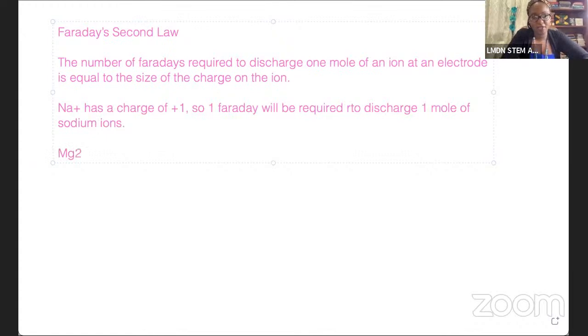So magnesium we know is very popular for being in group 2. It has 2 valence electrons, so the size of the charge on that magnesium ion is +2. So how many Faradays would be required to discharge 1 mole of magnesium ion? Somebody tell me, just unmute and tell me. We're not using the chat today because I can't check the chat and do all these things at the same time. So just unmute yourself and engage with me. If the size of the charge on a magnesium ion is +2, how many Faradays would be required to discharge a mole of that per our Faraday's second law that we just wrote up there? Anyone?